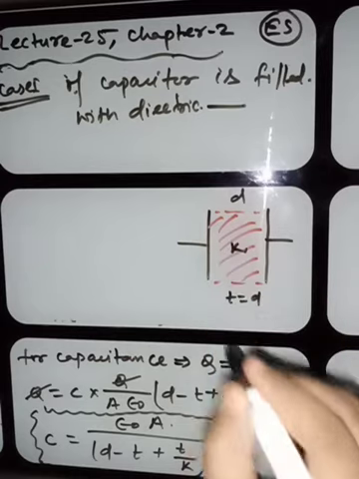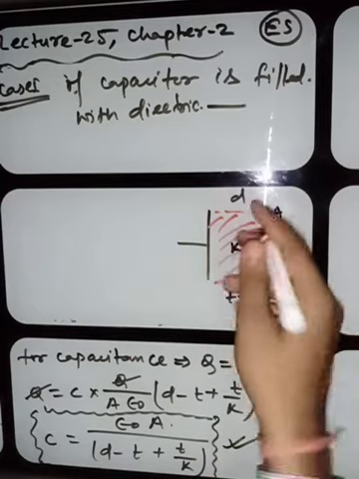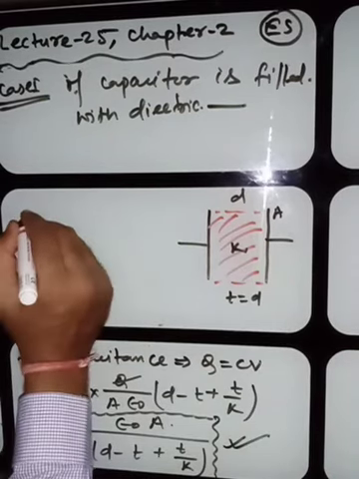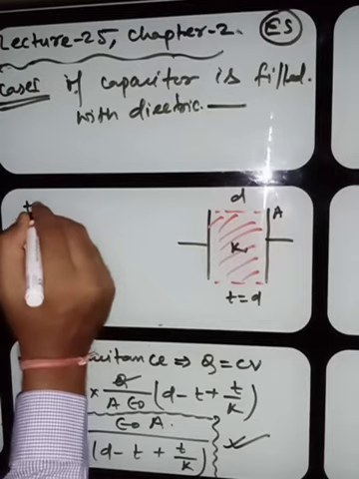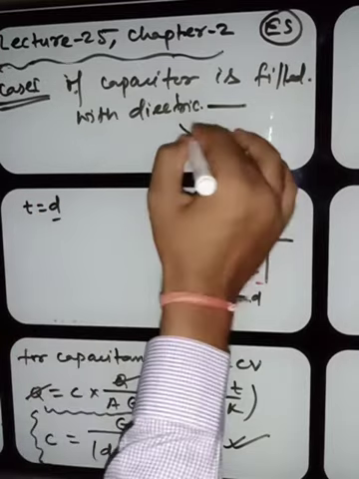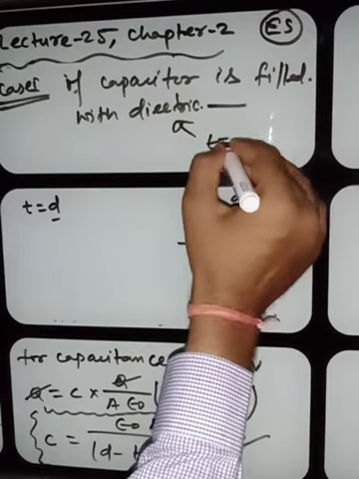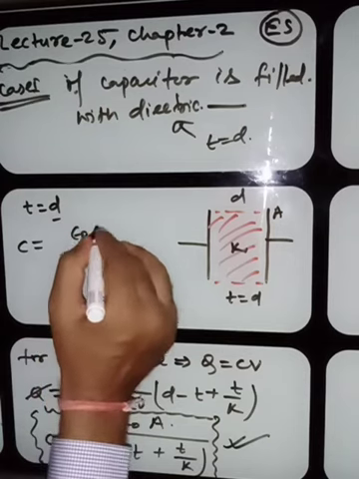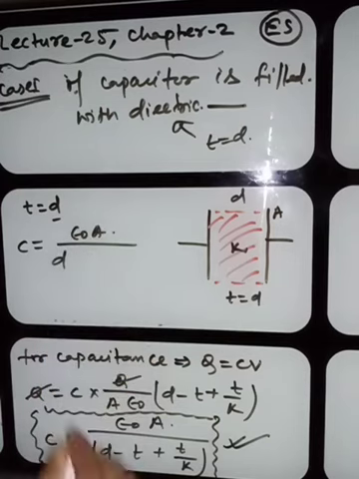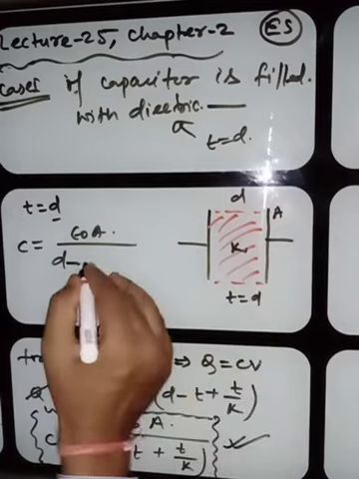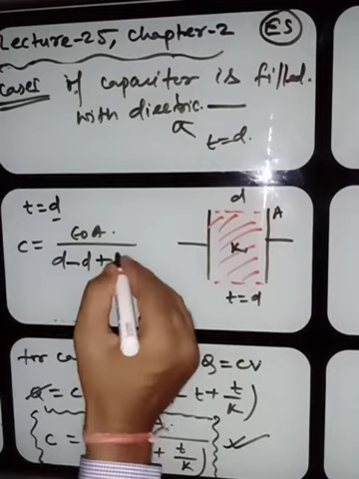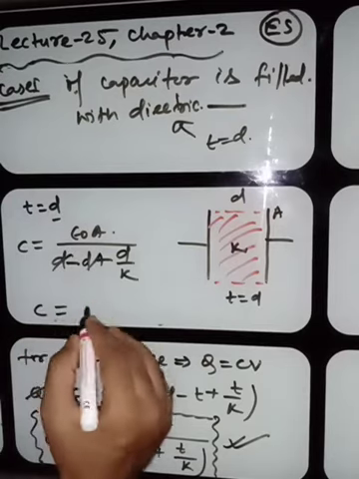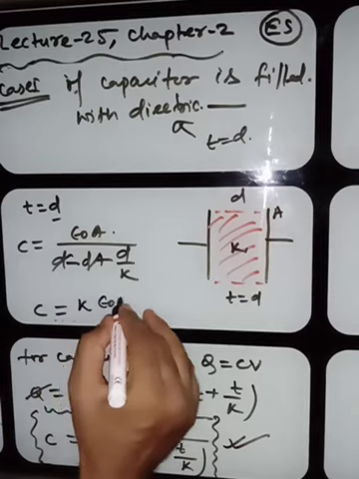D, dielectric constant K, plate area A, separation D we have already taken. So what will be the capacitance? Here T is equal to D. This case gives you the condition T equals D. We know that C is epsilon naught A by (D minus T plus T by K), and that is D minus D plus D by K. Cancel out. So C will be K epsilon naught A by D.